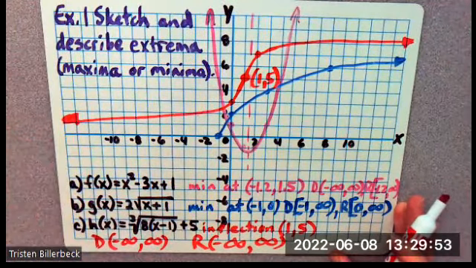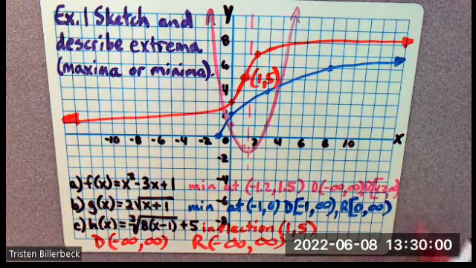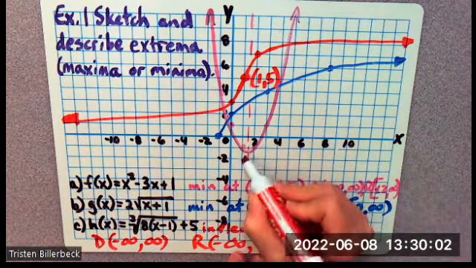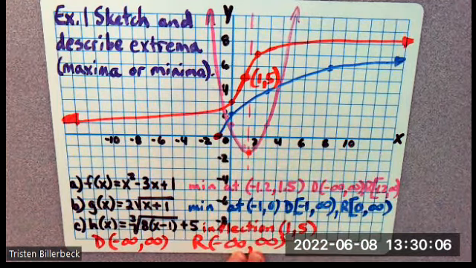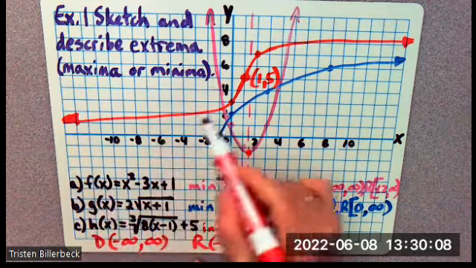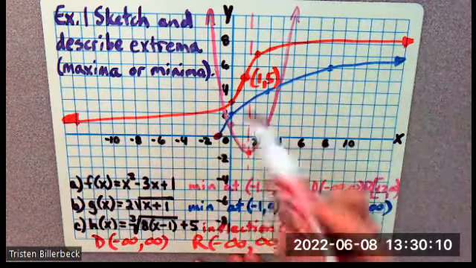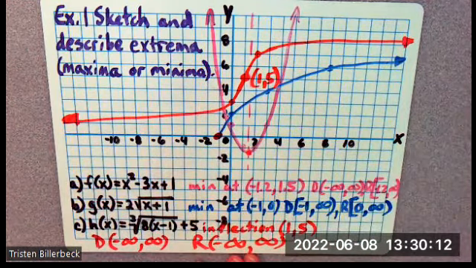So that's what we're looking for with describing the extrema. This is an extrema right here, and that's an extrema right here. And this one really doesn't have an extreme, but it only has an inflection point. But that's an interesting thing about a cube root, is the inflection. All right, let's go on to the next one.